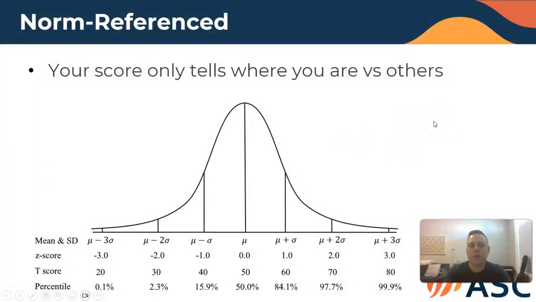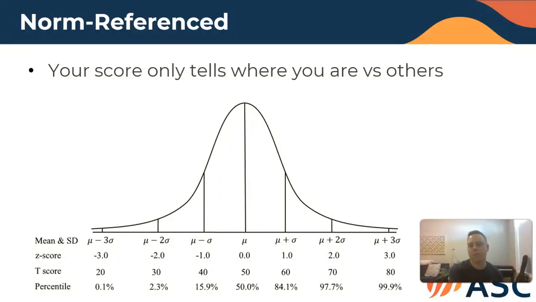So first, let's talk about norm referenced. Norm referenced means that your score on a test only tells where you are versus others who took the test, or more likely as part of a calibration sample. If it's a small test, like a quiz in a classroom, it's probably you versus the others that took it then. But if it's a national test that goes across years, like a university admissions thing, it's probably versus a calibration sample. And your score is probably going to be put onto the normal curve like you see here.